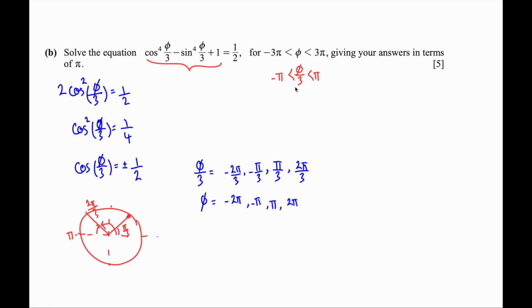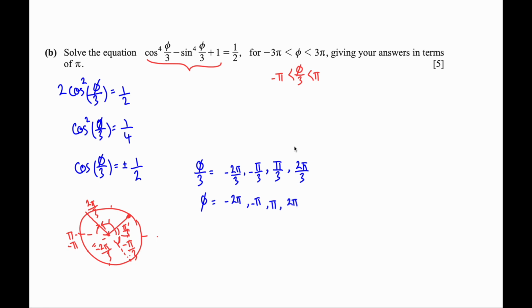Now, that is between 0 and pi. But my domain starts from negative pi all the way to pi. So for the positive half, there is another value which is negative pi over 3, also negative 2 pi over 3. So that's why I have these 4 values here. And then the last thing left to do is to multiply everything by 3, because phi needs to be found, and that's the desired angle. Therefore, phi is either negative 2 pi, negative pi, pi, or 2 pi.